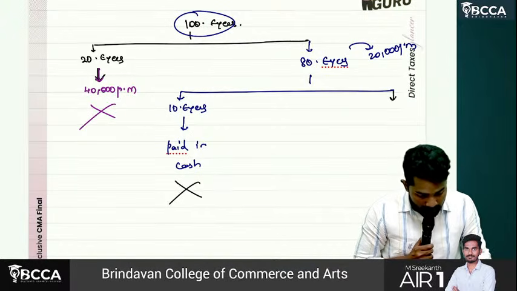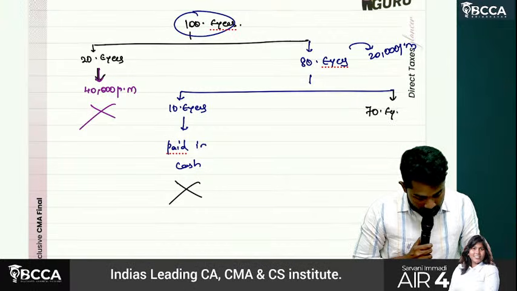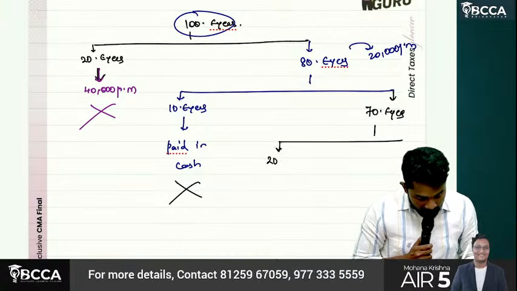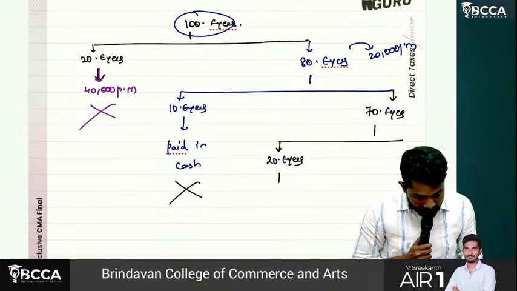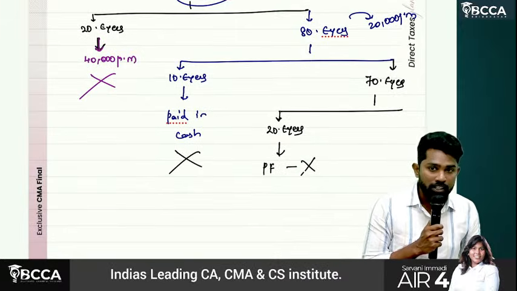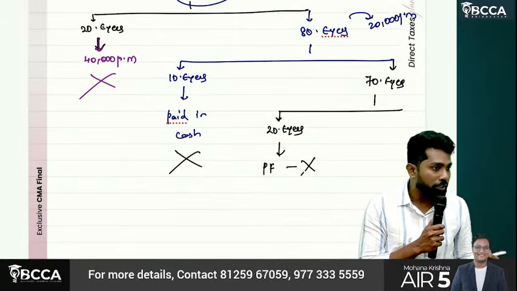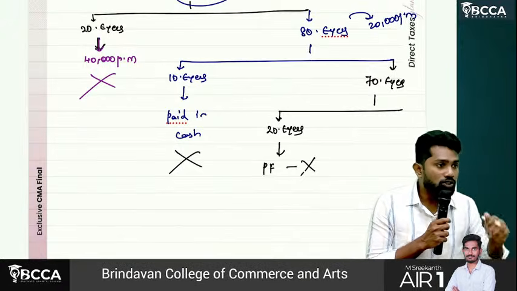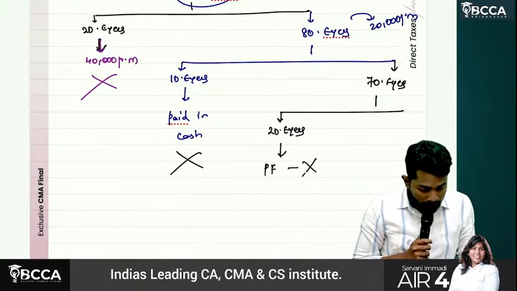So how many are there? 70 are there. Now out of these 70 employees, 20 employees are not participating in PF. For them, there are no PF contributions, no PF account and all. If they are not participating in PF, then they are also not eligible. So how many balance are there?